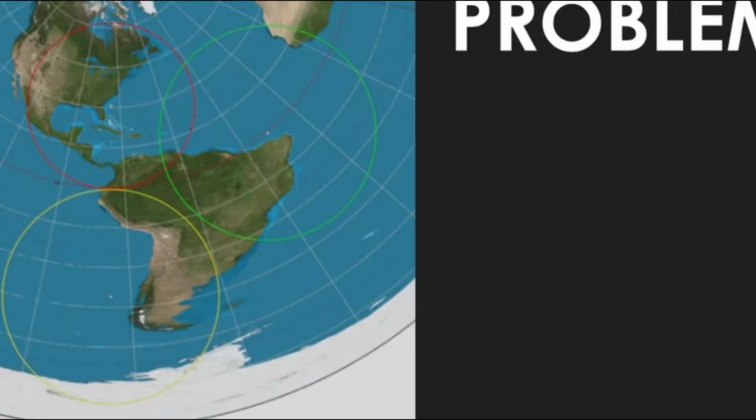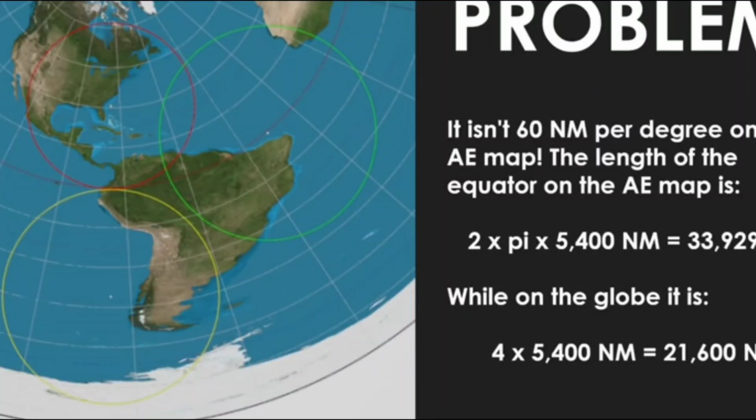In Brian's contrived example, he deliberately set the GP of the third star to be 40 degrees of longitude away from Quito, thinking that it's 60 nautical miles per degree of longitude on the equator. Now, that is true in reality, but not on the AE map. On the AE map, the length of the equator is the circumference of a circle that is 90 degrees of latitude from the pole. So it's 2 times pi times 5,400 nautical miles, which is almost 34,000 nautical miles in circumference.